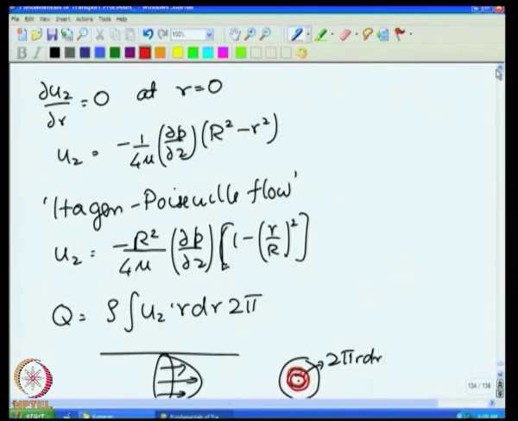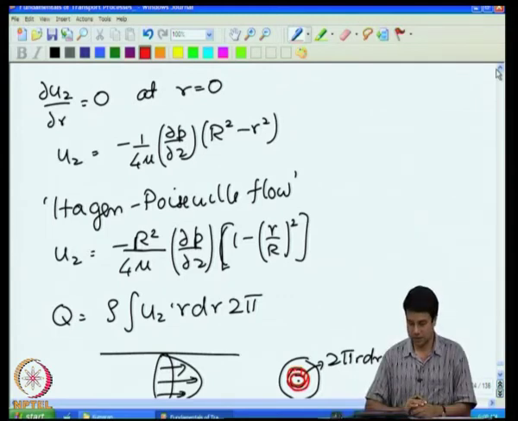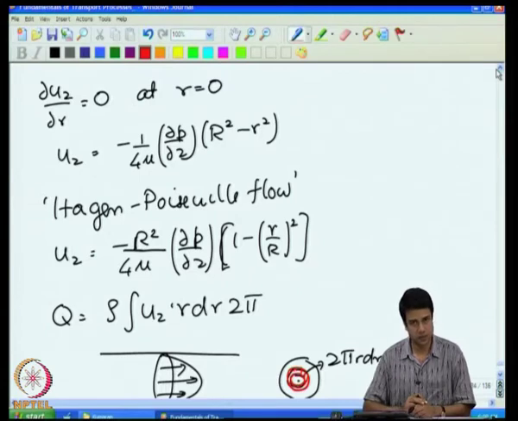So, as I said, we get a parabolic velocity profile. u z is equal to minus 1 over 4 mu dp by dz times R square minus r square. It is called a Hagen-Poiseuille flow for the flow in a pipe. This flow profile in a pipe is parabolic. It goes as 1 minus r by R the whole square.